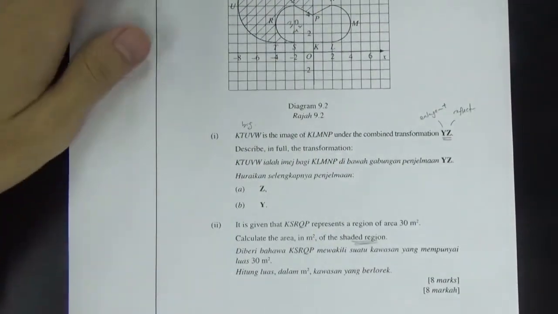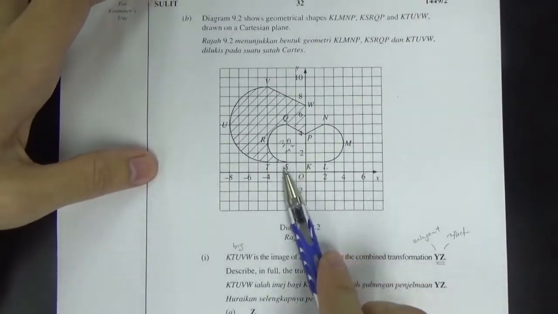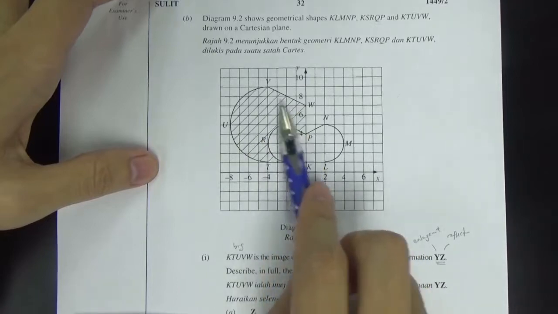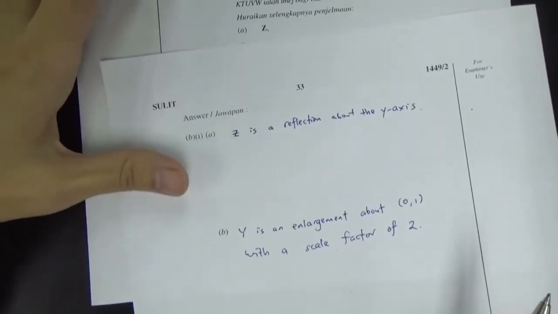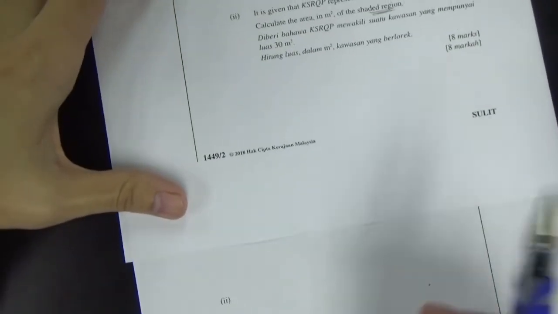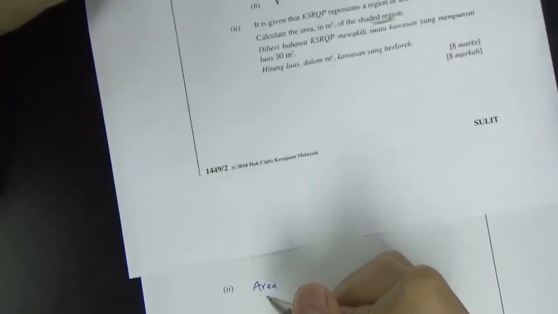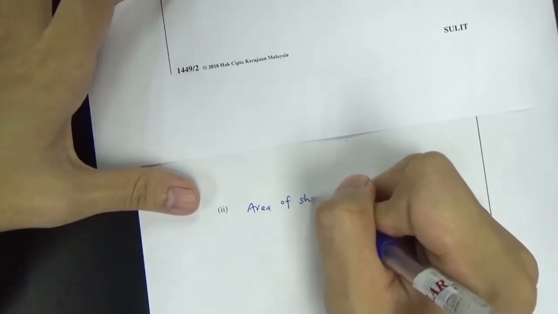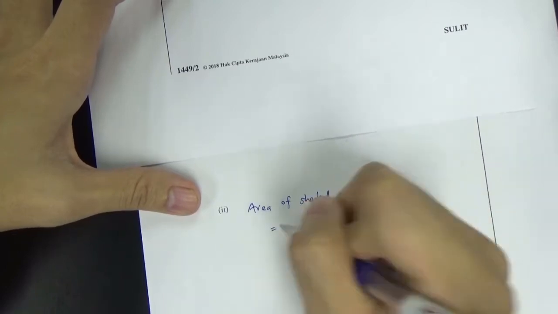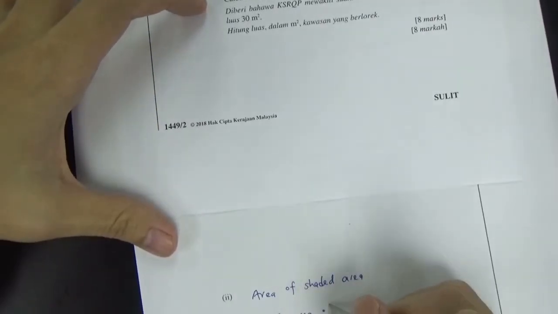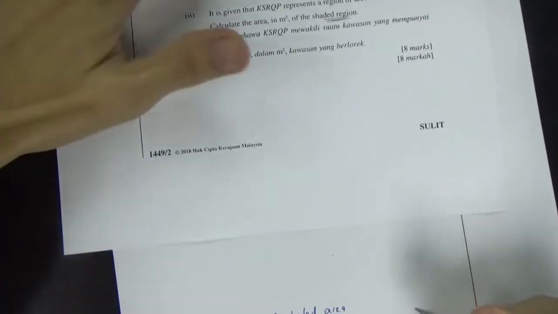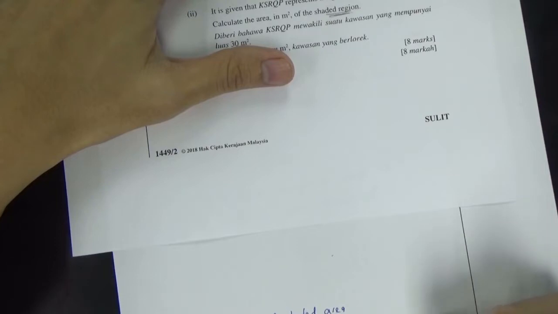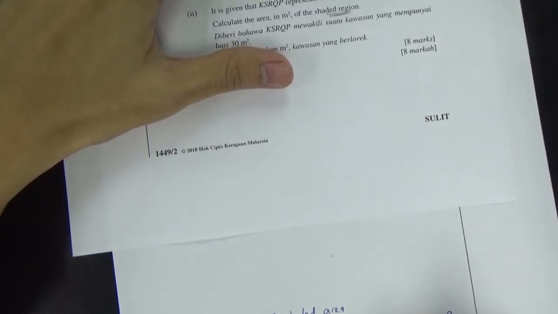Now, since KSRQP and KTUVW are related by enlargement with a scale factor of 2, we can easily find the answer, whereby the area of the shaded region must be the big one, which is the area of KTUVW, minus the small one, which is the area of KSRQP, which is given. So this is 30 meters squared.